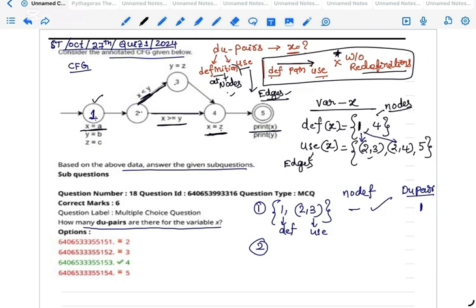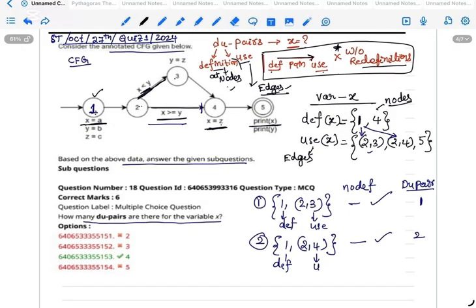Next, 1 2 2 4. That is also a du pair. The definition of the variable x is at 1 and the use is at 4, and there is no redefinition along the path up to the edge 2 4. So it is the second du pair.